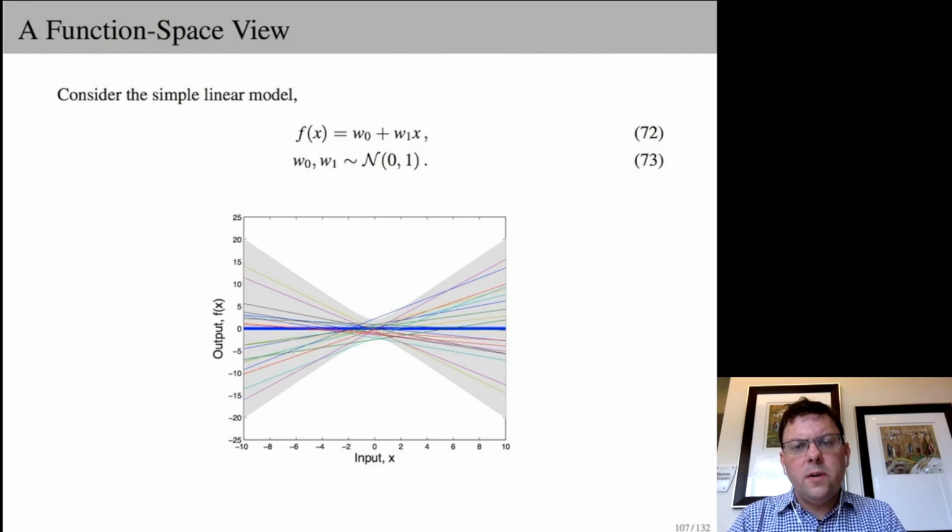Here we'll return to a function space perspective that we considered in depth in part 2. We have a straight line function with a distribution over its parameters, W0 and W1. We can visualize this induced distribution over functions by sampling from this distribution over parameters and looking at the different straight lines we get with different slopes and intercepts. The gray shade here corresponds to a 95% credible set, and the solid blue line corresponds to the expectation of this distribution over functions.